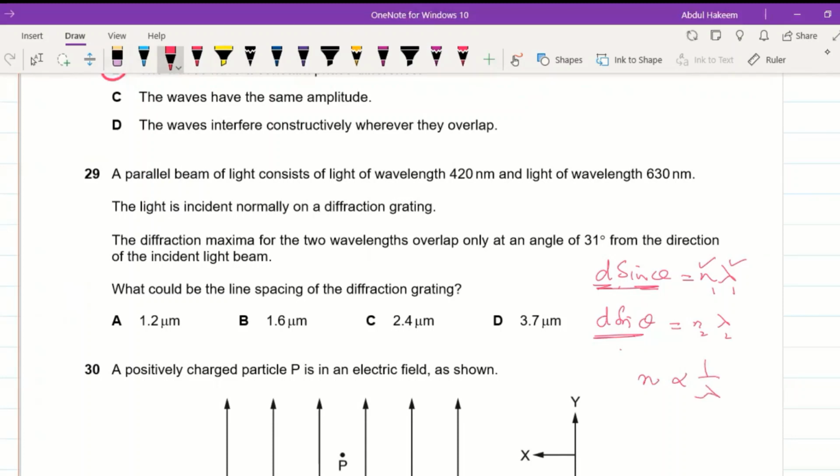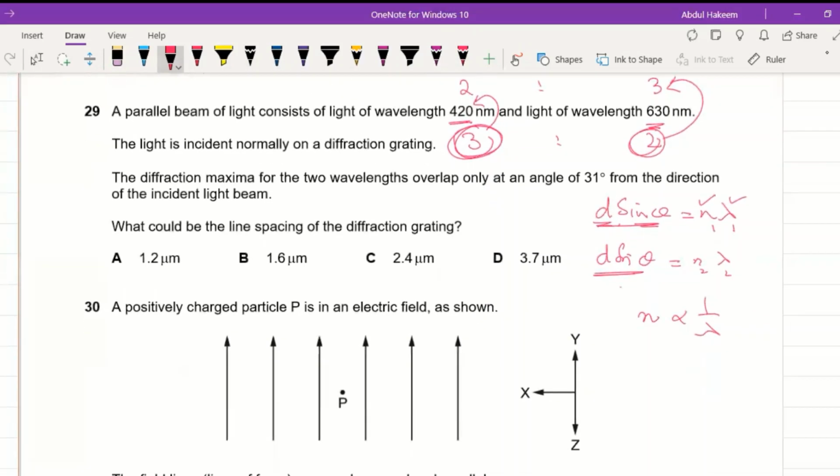Now we will calculate the ratio between 420 and 630. So the ratio between the wavelengths 420 and 630 is 2:3. It means the ratio between the n will be 3:2. So the third order of the 420 and the second order of the second wavelength of 630.